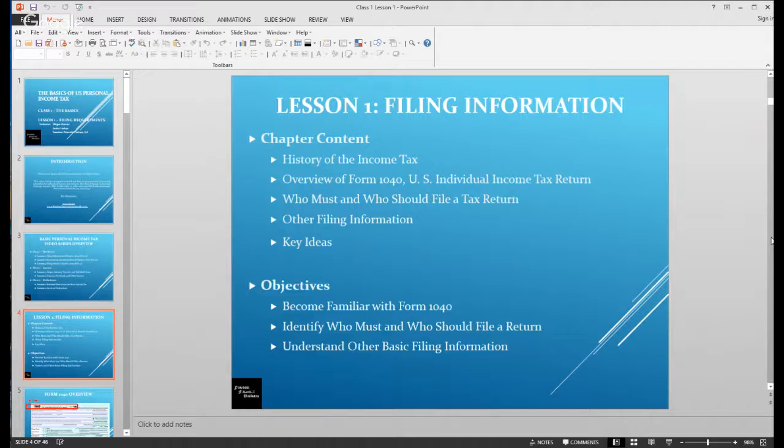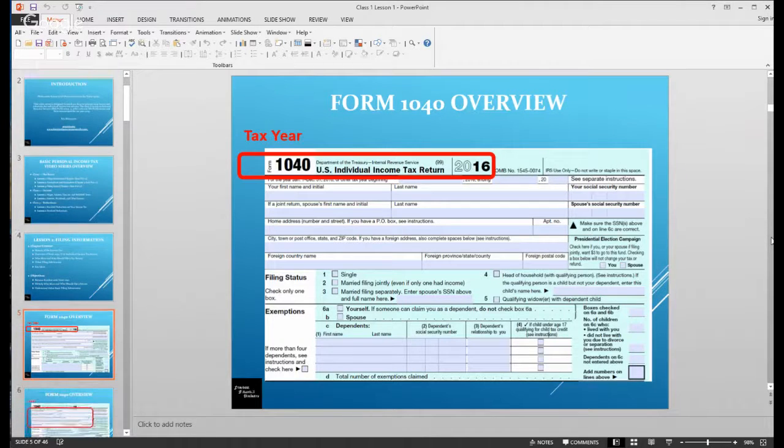We're going to do a very brief overview of the 1040, and then we're going to dive right into who must and who should file a tax return. This is the 1040. At the top of each 1040, you will see the tax year. We're working with tax year 2016, and that's identified clearly at the top of the form.